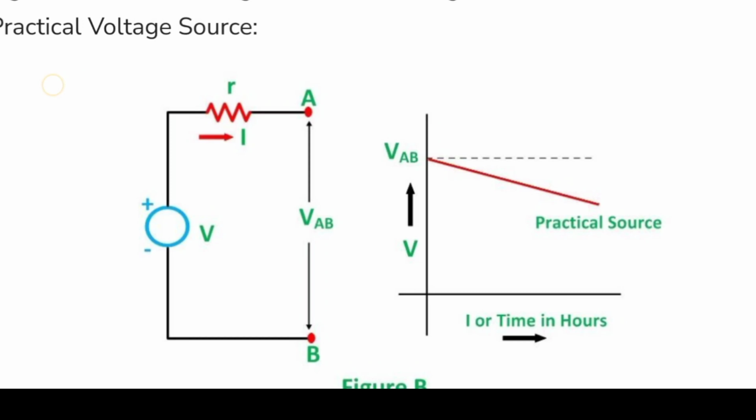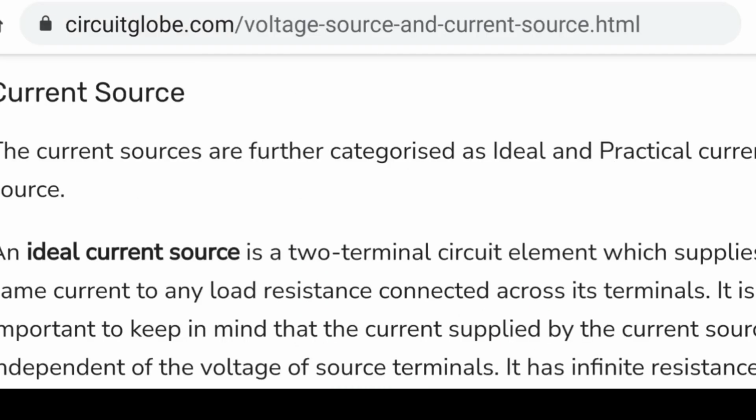Current sources are further categorized as ideal and practical current sources. An ideal current source is a two-terminal active element which supplies the same current to any load resistance connected across its terminals. Irrespective of the load, it produces the same, constant current. It is important to keep in mind that the current supplied by the current source is independent of the voltage across its terminals. An ideal current source has infinite resistance, that we have to remember.